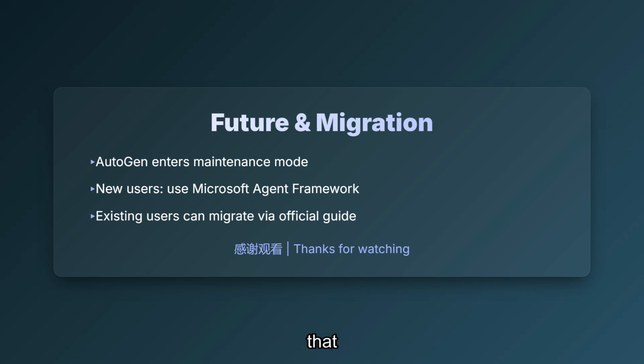It's important to note that AutoGen is now in maintenance mode, meaning it will not receive new features and is community managed. For new projects, Microsoft recommends using Microsoft Agent Framework, which provides enterprise-grade multi-agent orchestration, multi-provider model support, and cross-runtime interoperability. Existing AutoGen users can upgrade via the official migration guide.